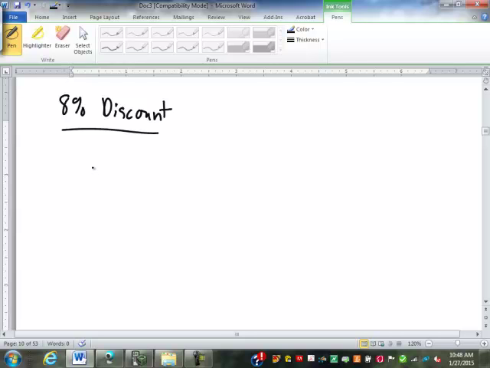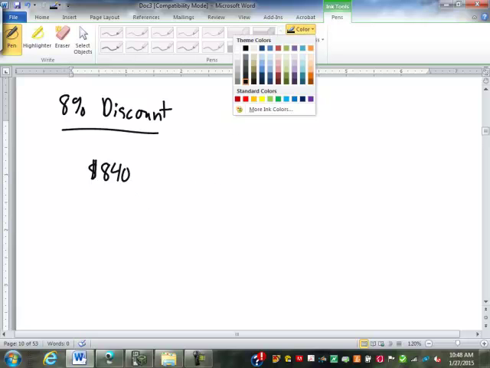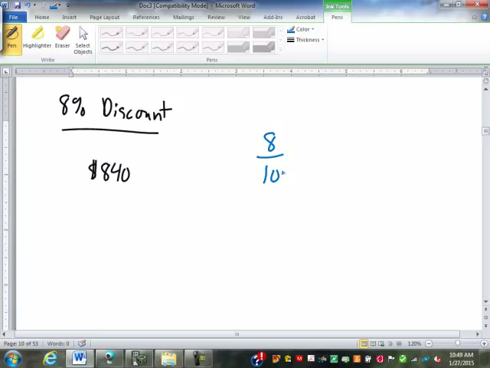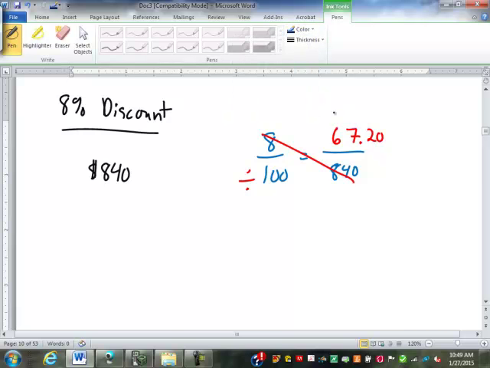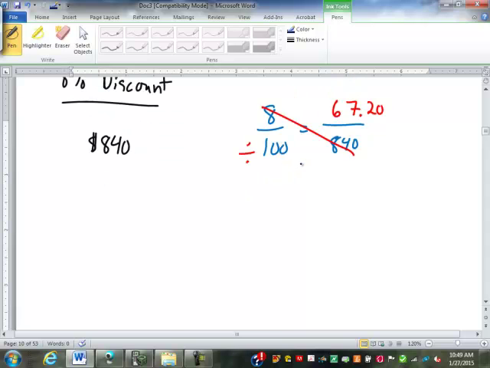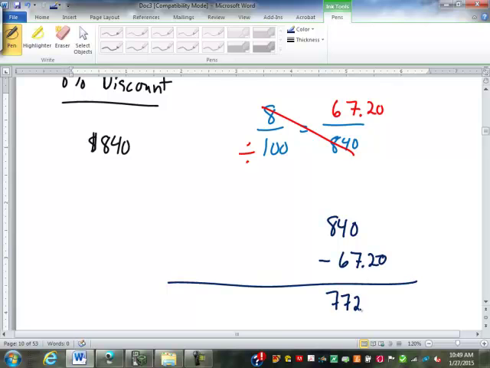So let's say you make a purchase that has a list price of $840. How much are you going to pay for that? Well, we could find the 8%. 8 over 100 equals blank over 840. And we could cross multiply and divide. 8 times 840 divided by 100 is $67.20, correct? What do we do with that? Well, we have to take that $840 and subtract $67.20 to get $772.80.